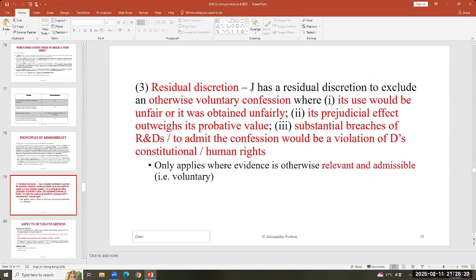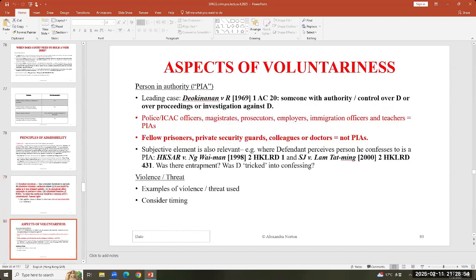Residual discretion, right? This is where the judge has found the confession to be voluntary, but he then considers whether to exclude it on some other evidential ground. For example, its use would be unfair at trial, or it was obtained in an unfair manner, or its prejudicial effect outweighs its probative value, or there have been substantial breaches of the rules and directions. So let's turn to each of these in particular.